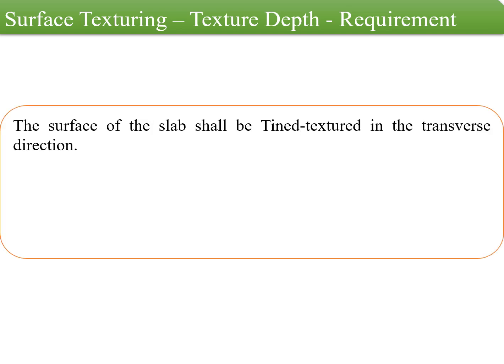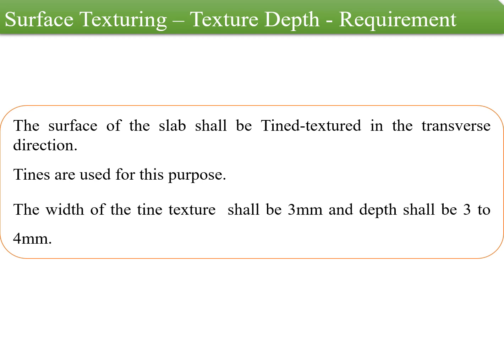Regarding the texture depth requirement, the surface of the slab shall be tined, textured in the transverse direction. Tines are used for this purpose. The width of the tine texture shall be 3 millimeters and the depth shall be 3 to 4 millimeters. The test to check the requirements is the gauge measurement using the tire tread depth gauge, that is, measurement of width, depth and the spacing between the tines.